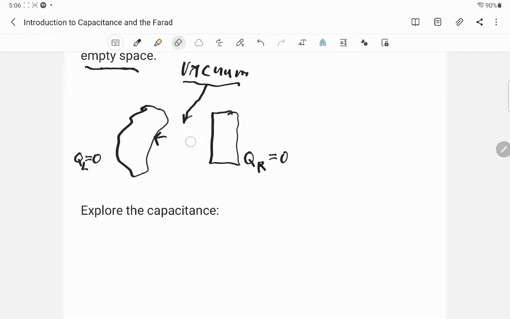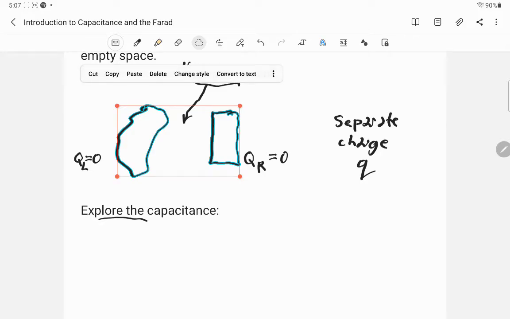And what I'm going to do, in order to explore the capacitance, is change the charges, but I'm going to do it in a particular way. The particular way that I'm going to imagine the electric charge of these things is to imagine it separated. So I'm going to separate the charge little q. And what this means, so let me take our two conductors, I'm just going to copy it and paste it down here.